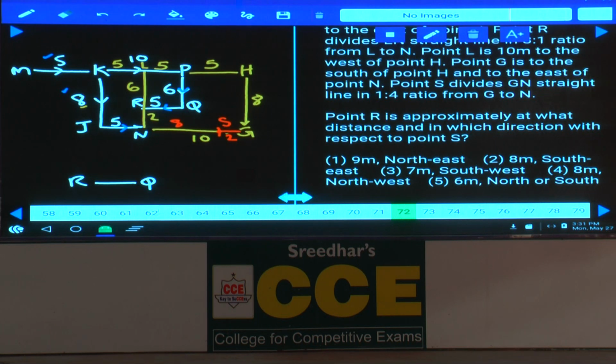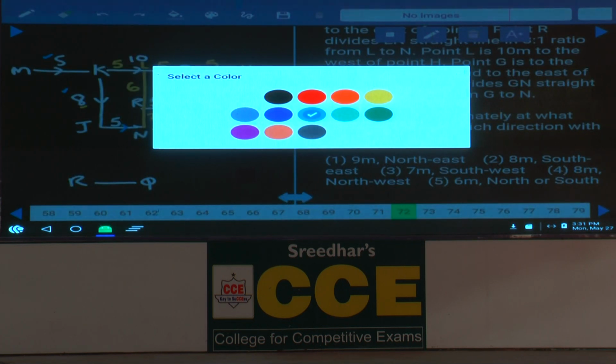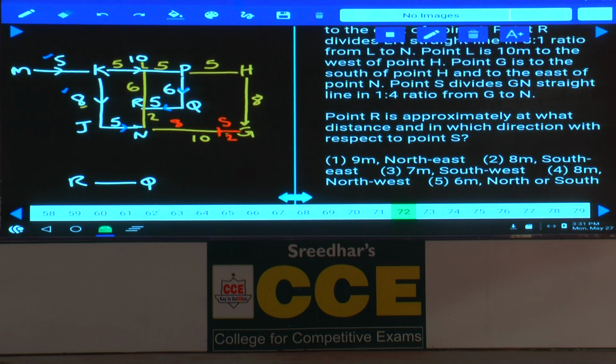Now in this 72, R is approximately at what distance and in which direction with respect to S? Now we need to find out R and S. S is here. From S if you observe here, what is the distance? 8 meters.